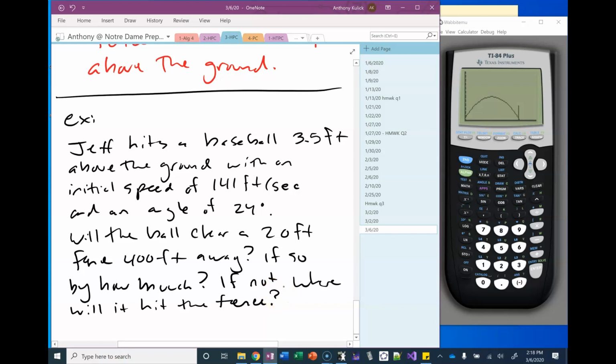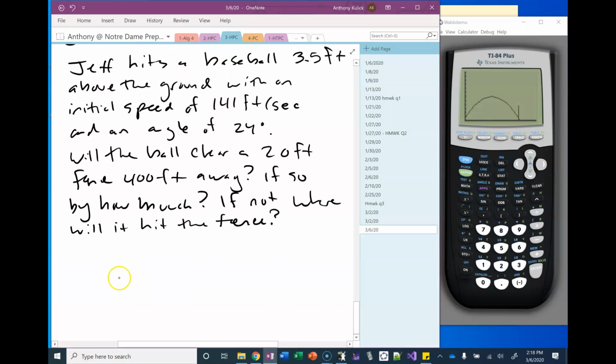Okay. Jeff hits a baseball 3.5 feet above the ground with an initial speed of 141 feet per second at an angle of 24 degrees. Will the ball clear a 20-foot fence 400 feet away? If so, by how much? And if not, where will it hit the fence?